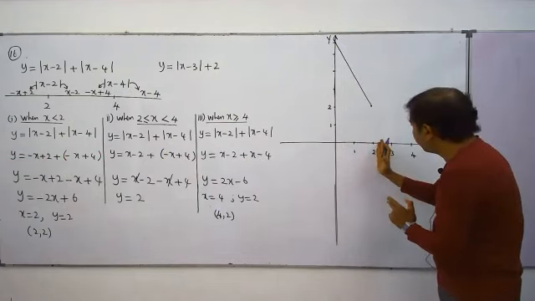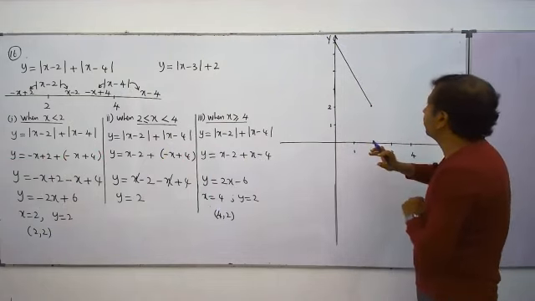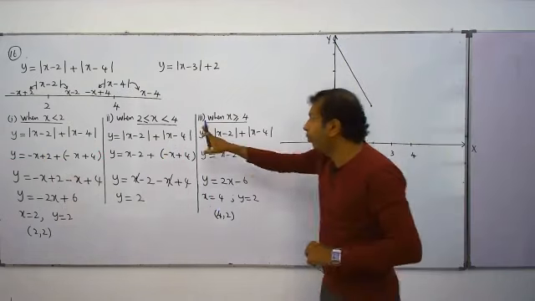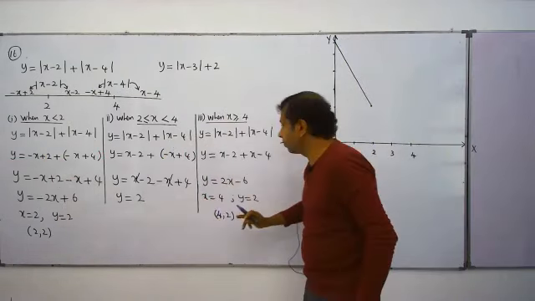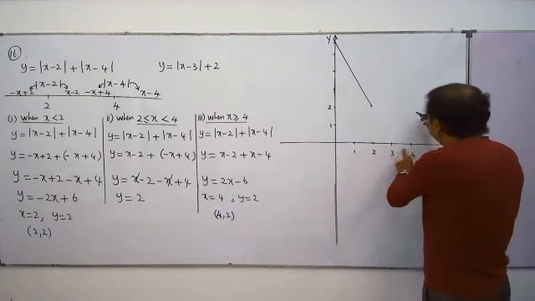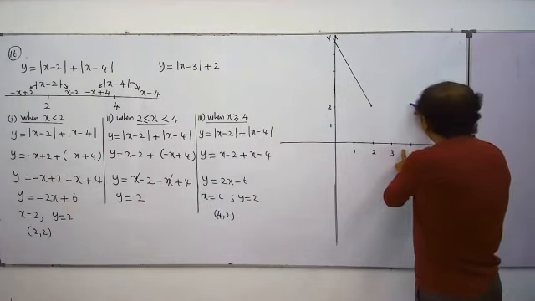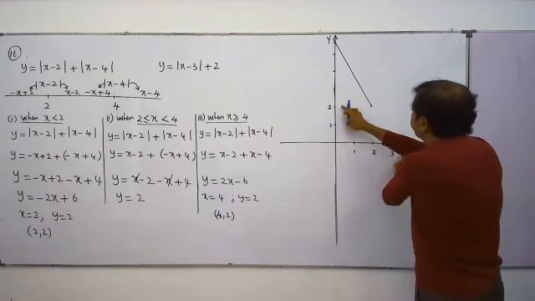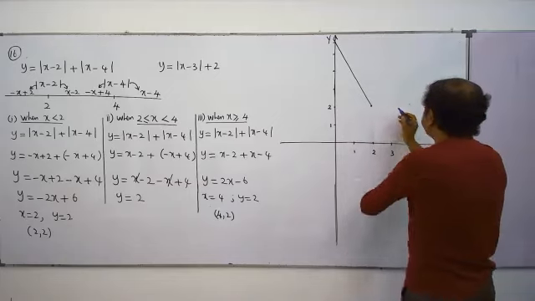Correct. We have drawn on the left of 2. This one. Right. Between 2 and 4, we need y equals 2, people. Between 2 and 4, y equals 2 means it is a straight line parallel to people x-axis. This way.